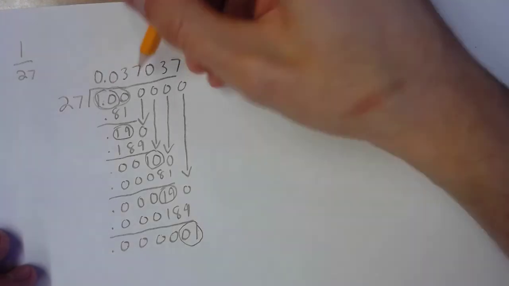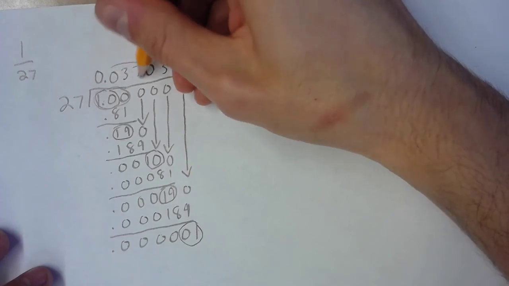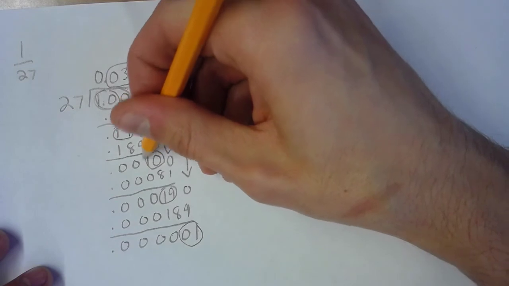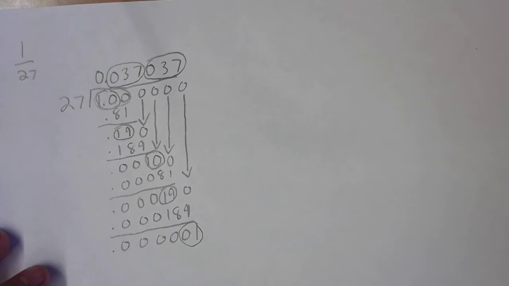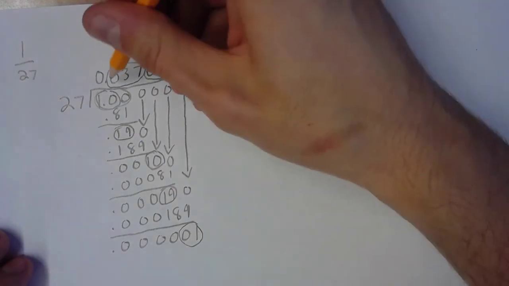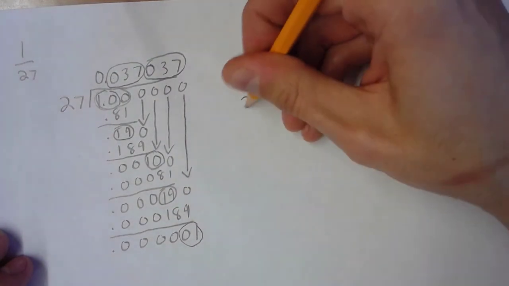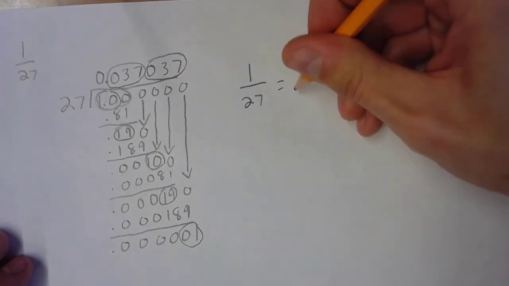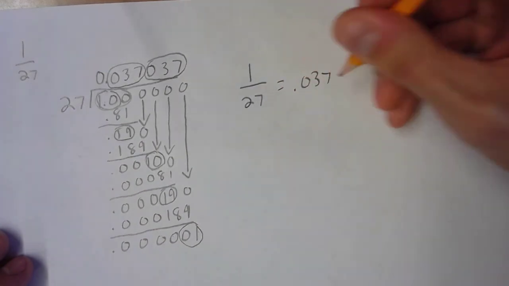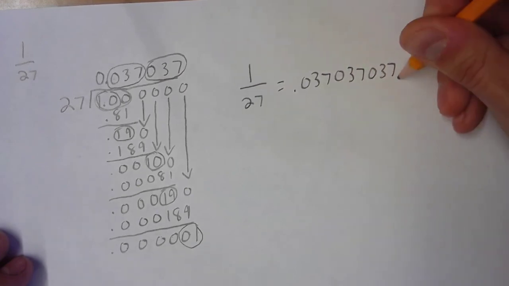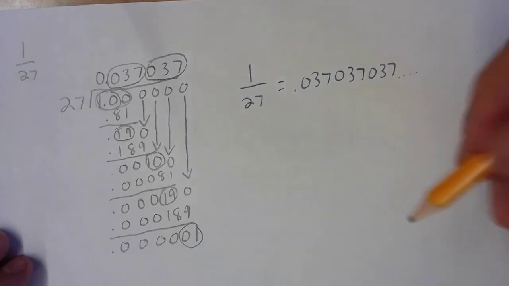Well, if we look at our answer up here, here we have a 0.037, and then when we get back to our 1 right over here, we do another 0.037. So here the repeating pattern is 0, 3, and 7, and this is going to continue forever. So we know that 1 over 27 is going to equal 0.037037037, going on forever because this process is going to repeat.